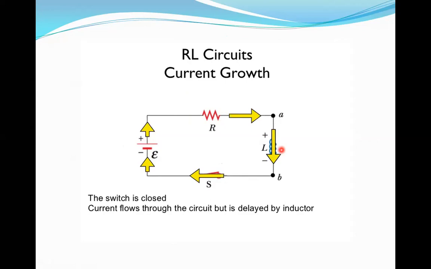But because there is an inductance in the circuit, which opposes the growth of current, the current in the circuit will increase gradually. This is because a back EMF is set up which opposes the growth of current in the circuit.